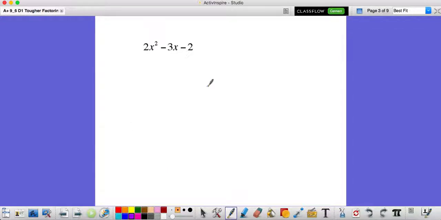2x squared minus 3x minus 2. First thing we do is we multiply a and c, write that as our new c. Now we factor that normally. So you have x minus 4 times x plus 1. Those numbers multiply to negative 4 but add to negative 3.